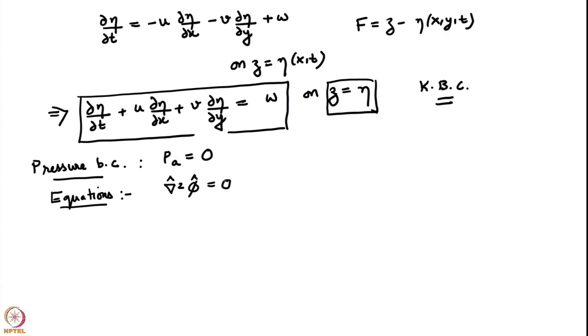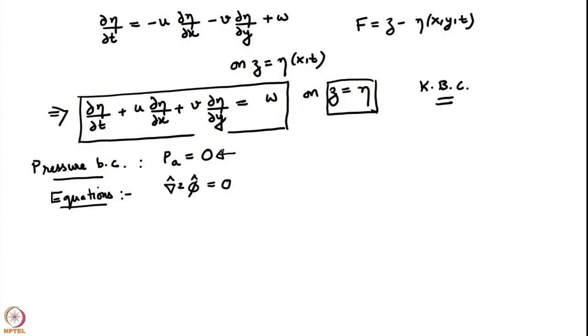Then we have a Bernoulli equation, but we are not going to write it down because, as you will shortly see, we can do this analysis without worrying about pressure at first. We will obtain pressure at the end. Instead, we will use the pressure condition on the Bernoulli equation to write down a Bernoulli equation which is valid only at the free surface or at the interface.